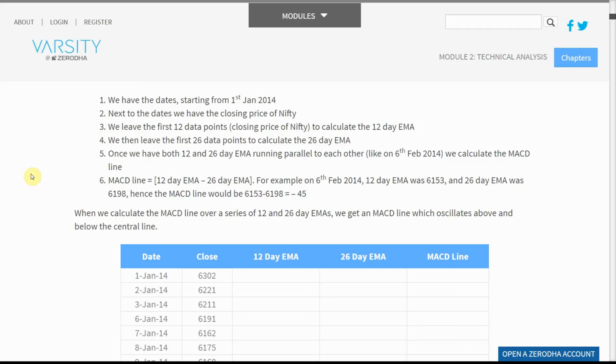MACD line equals 12-day EMA minus 26-day EMA. For example, on the 6th of February 2014, the 12-day EMA was 6,153 and the 26-day EMA was 6,198. Hence the MACD line would be 6153 minus 6198, which equals minus 45. When we calculate the MACD line over a series of 12 and 26-day EMAs, we get an MACD line which oscillates above and below the central line.